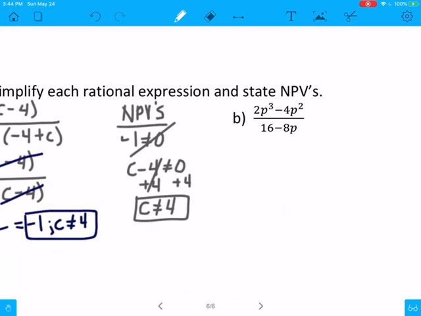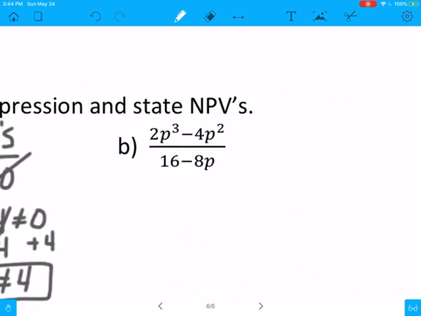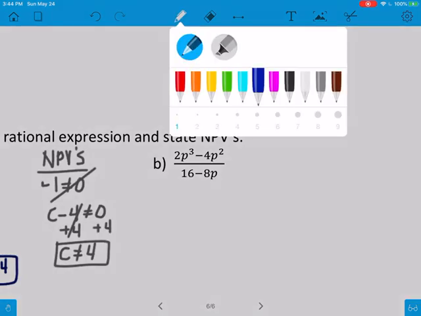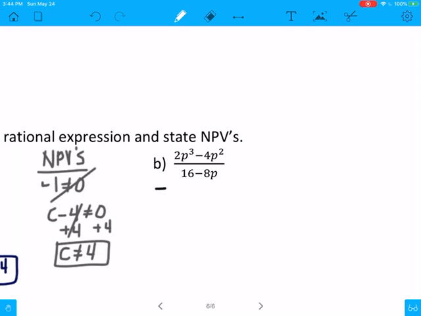For B, take out my GCF, or difference of squares. So let's see. The top I have 2p cubed minus 4p squared. So I always ask, can I take out a GCF? And I can. I can take out a 2 and a p squared. 2p cubed divided by 2p squared is p. Minus 4p squared divided by 2p squared is minus 2. And then the 2 and the p squared are in their own brackets.